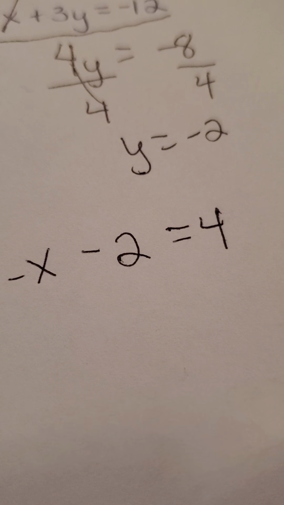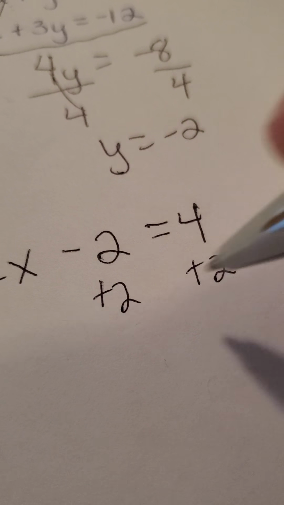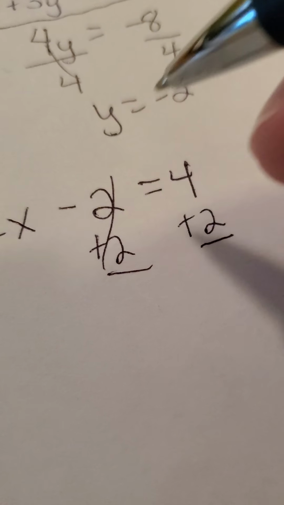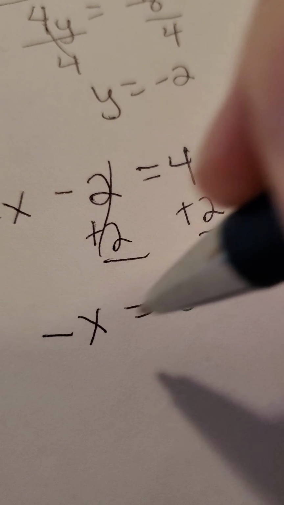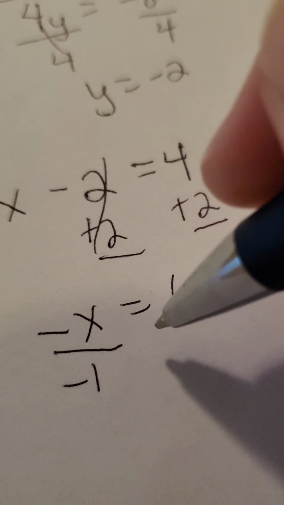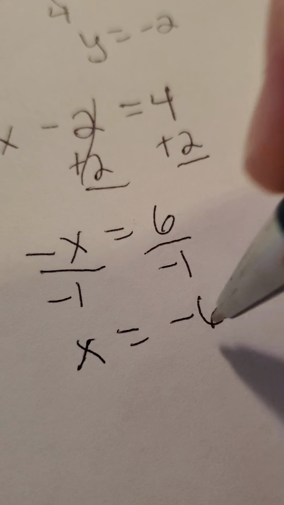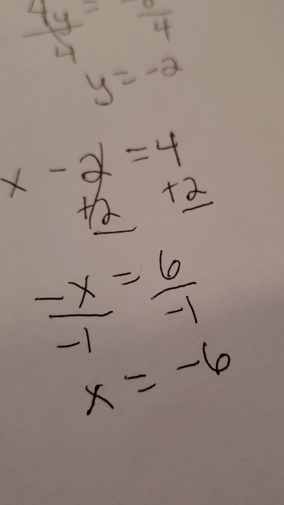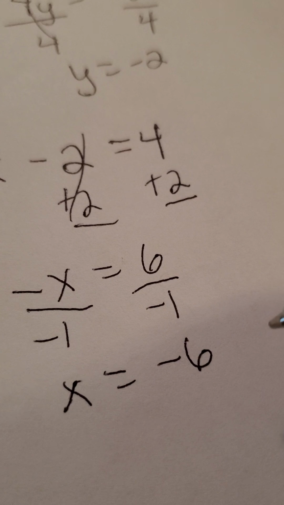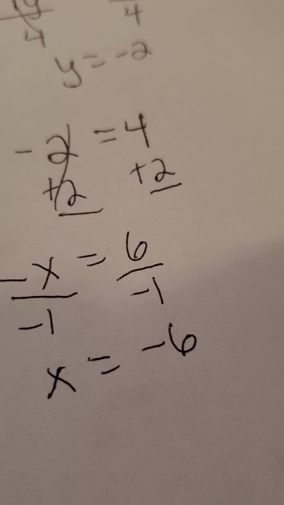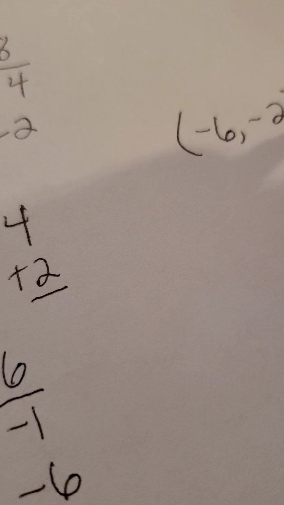Okay, now this time I have two steps to solve, so I'm going to add 2 to both sides. So it's gone there, and I've got negative x equals 6. Then to get rid of that negative in front of the x, I have to divide by a negative 1, and I get x equals a negative 6. So my solution this time is negative 6, because the x has to come first, negative 6, comma, negative 2. So that's how I'm going to write it, negative 6, negative 2.